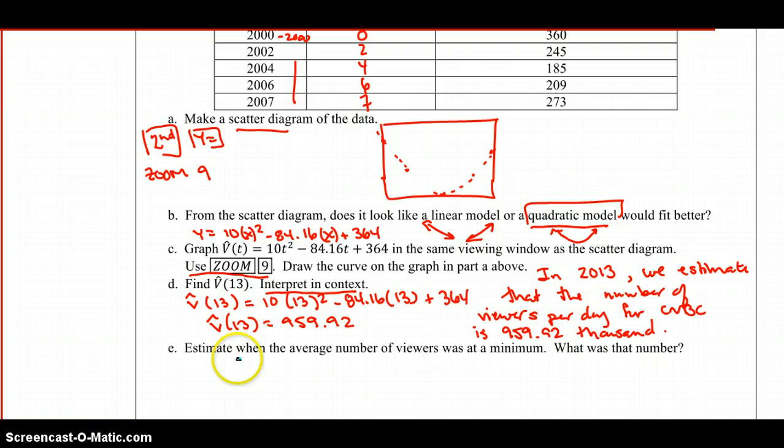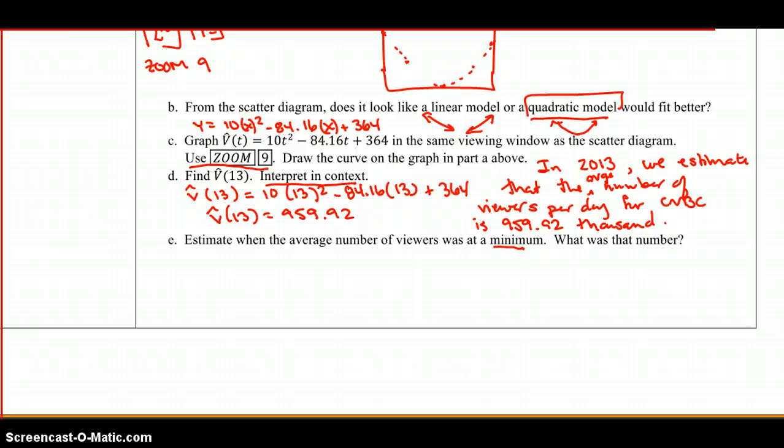So now we're asked to estimate when that average number of viewers was at a minimum. And I guess that word belongs in here too. This was the average number of viewers over the course of the year. So now we want to know when that was at a minimum. Okay, so again, this is going to happen at the vertex. Okay, so we want to know where this vertex is, where it bottoms out at that lowest value. So we're going to use the vertex formula.